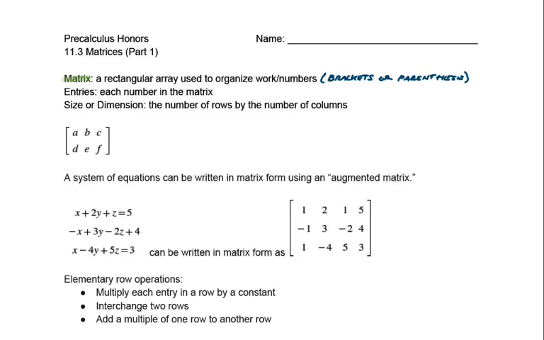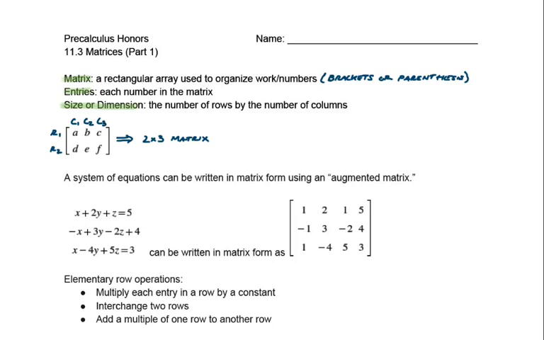And then if we talk about the size or dimension of that matrix, it is always the number of rows by the number of columns. So this matrix right here has 2 rows and 3 columns, so we would call this a 2 by 3 matrix.